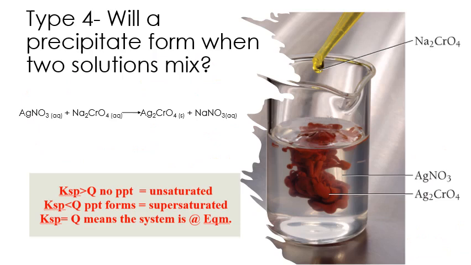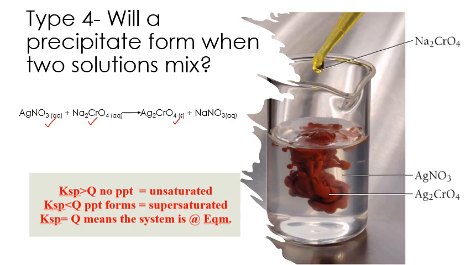All right. So let us try the fourth type. Will a precipitate form when two solutions mix? So here we can see two solutions are AgNO3, which is soluble, so aq, and Na2CrO4, which is also soluble. And you are getting a precipitate. But are you going to get the precipitate always when you mix those two solutions in any combination? That's what we are going to figure out.